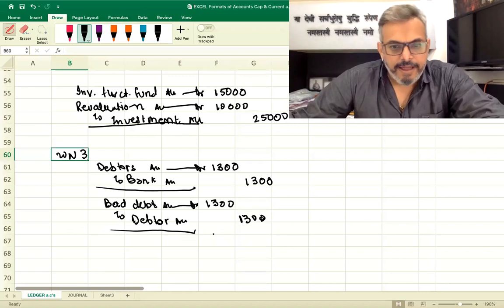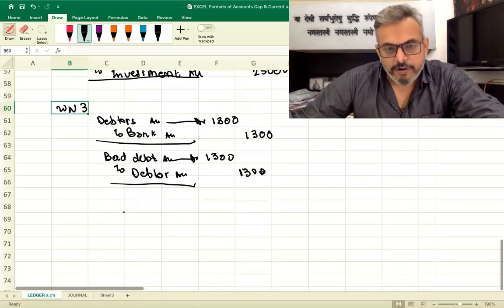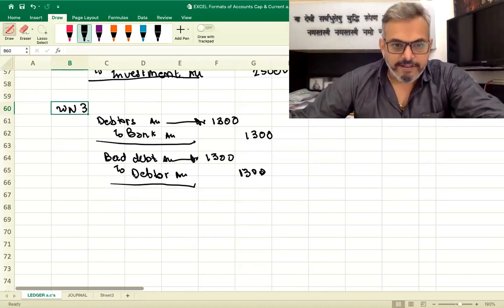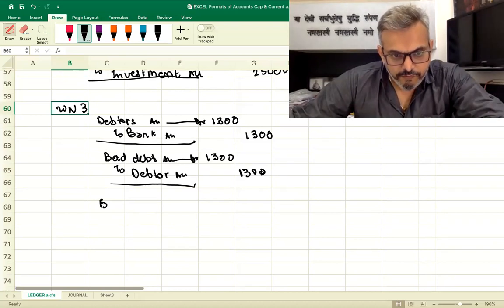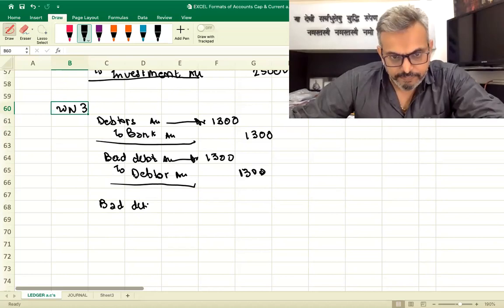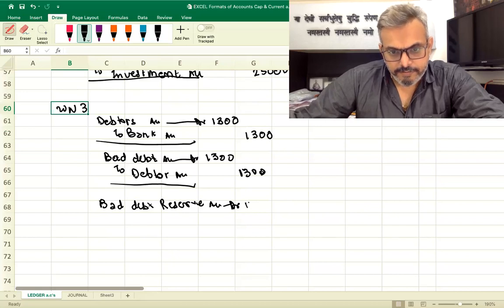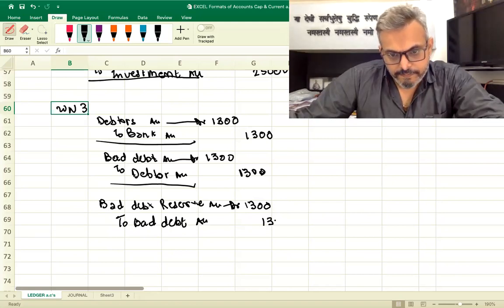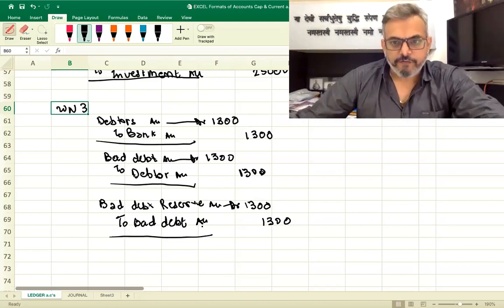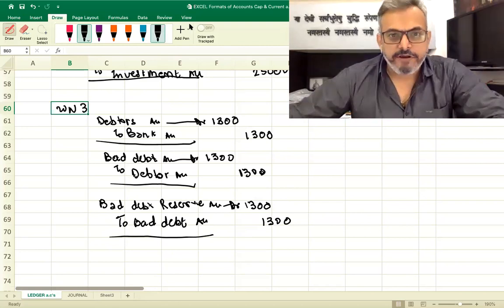So here the debtors' balance is not affected. Now where will the bad debts go from? Since we already have a balance of reserve, it will go from our reserve. So bad debt reserve account debit to bad debt account. Because we already had a reserve, we transferred this loss to our reserve. Please write all the three entries.